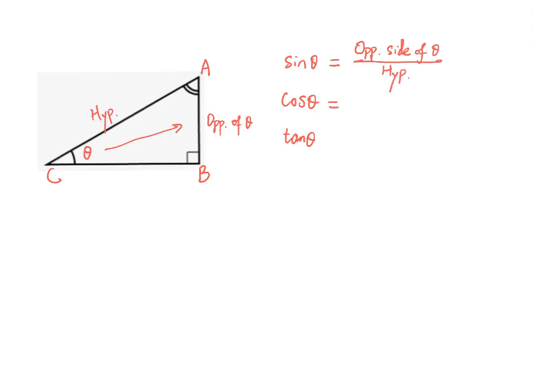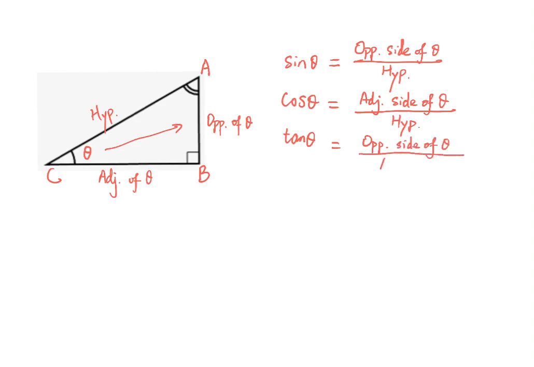And cosine theta is just the ratio between the adjacent side of theta over hypotenuse. As you can see in the right angle triangle, you already identified the opposite side of theta and the hypotenuse. So the third side, we call it the adjacent side of theta. And tangent theta is equal to the opposite side of theta over the adjacent side of theta.